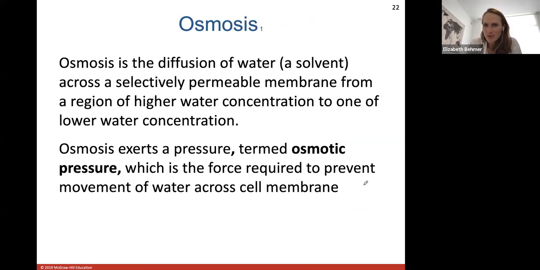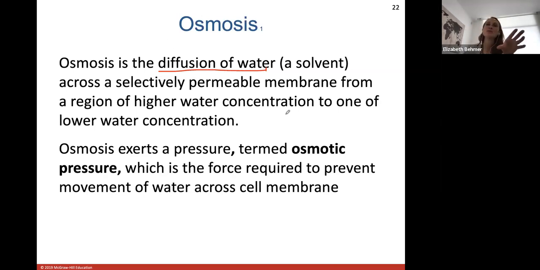The next transport process we have is osmosis, which is another passive transport process, so it does not require energy. Simply put, osmosis is the diffusion of water, or the diffusion of a solvent.